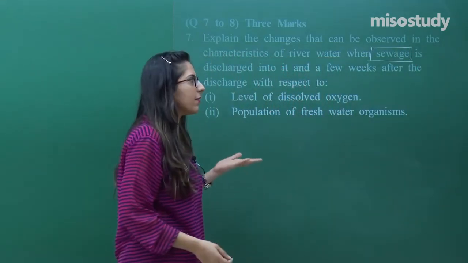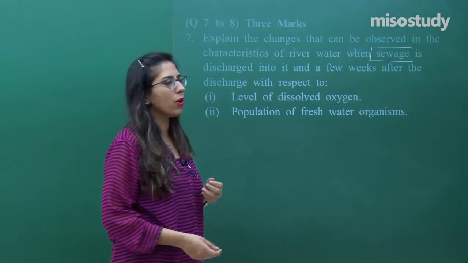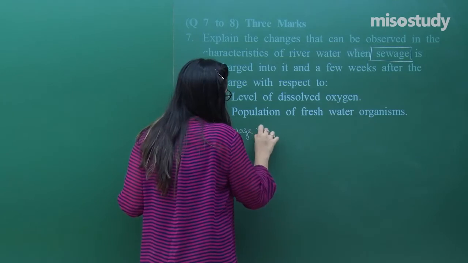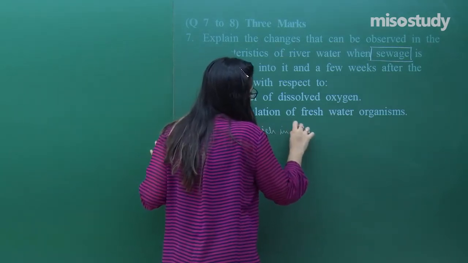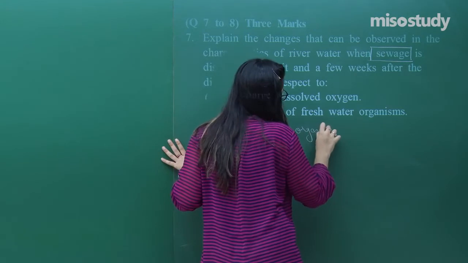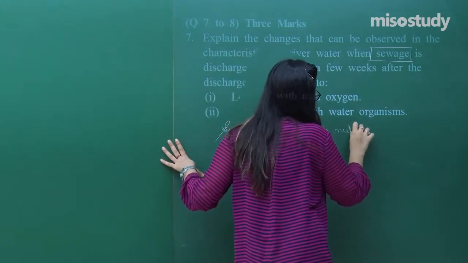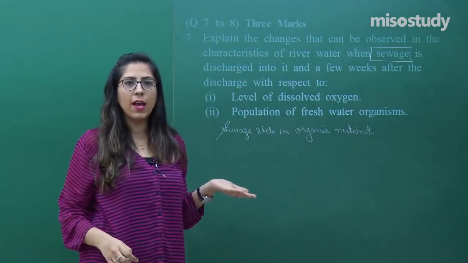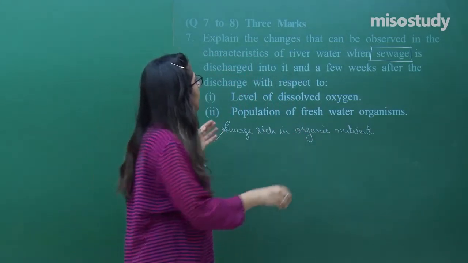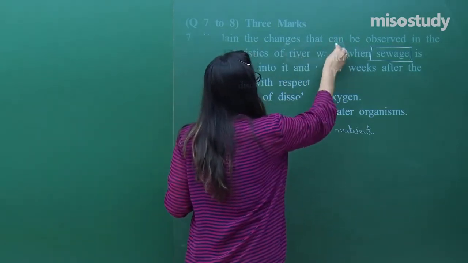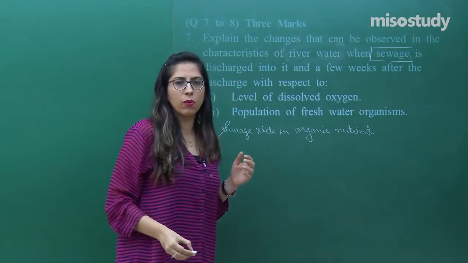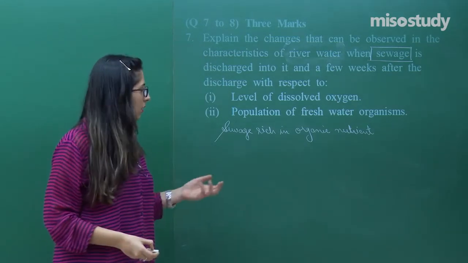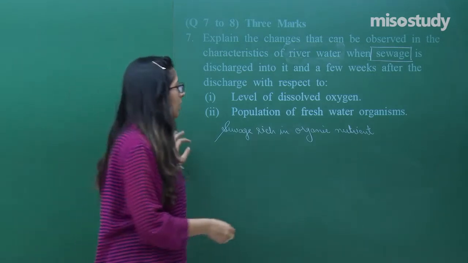Sewage, we know, is a rich source of organic nutrient. When sewage rich in organic nutrients is released into river water, definitely it will cause some disturbance in the water bodies. Now what will happen?